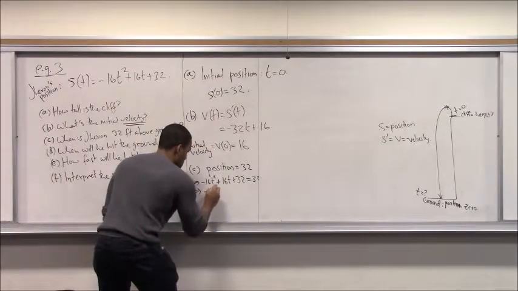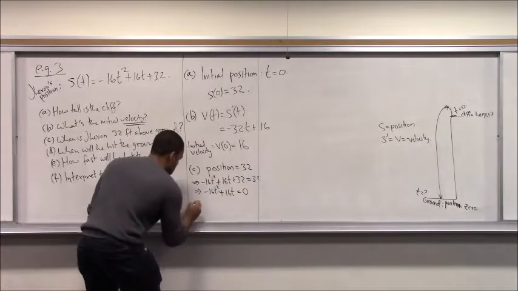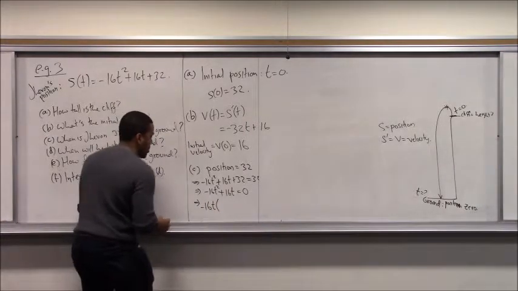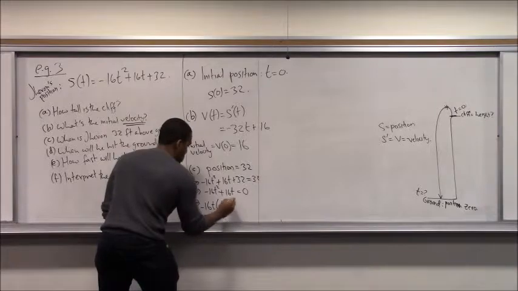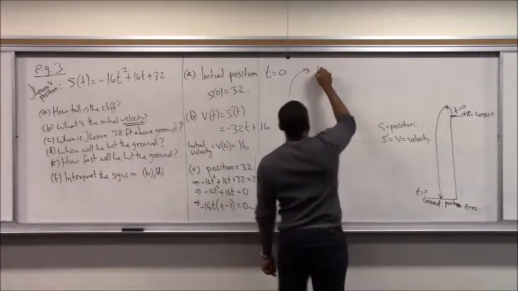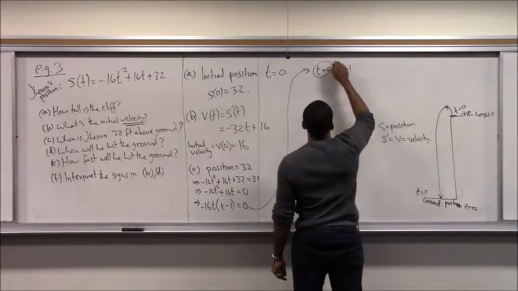So that means we want minus 16t squared plus 16t plus 32 equals 32. This means minus 16t squared plus 16t is equal to 0. You can factor out a common term. Take out negative 16t. You get t minus 1. Right? So you'll get t equals 0 or t equals 1. So there are 2 times he's in that position.